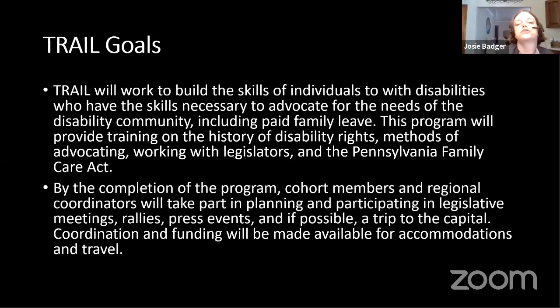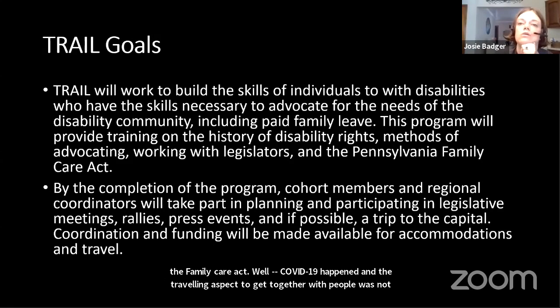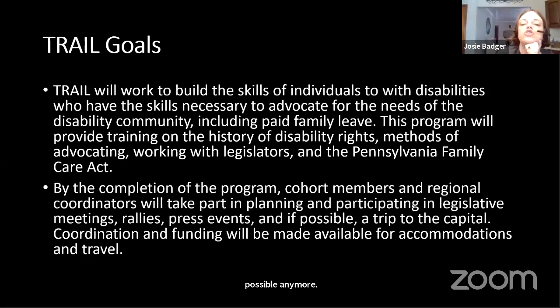A little bit about Trail. This program started back in February when I had written a proposal to do regional trainings on lobbying in the Family Care Act. Well, COVID-19 happened, and the traveling aspect and getting together with people was no longer possible. So that's how we came to this place of doing regional and then eventually statewide trainings on the Family Care Act, on how to lobby, how to advocate.